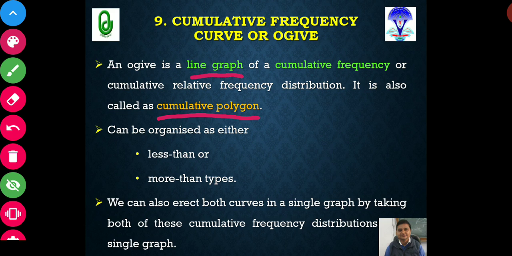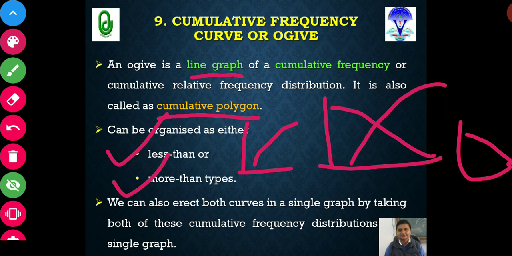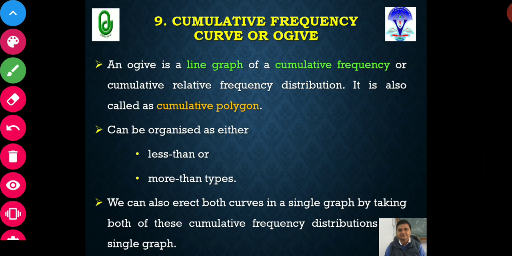It can be organized as either less than or more than ogive. So there are two types of ogive: less than ogive and more than ogive. So what is the difference that we will see? We can also erect both curves in a single graph by taking both of these cumulative frequency distributions. So in the same piece of paper, in the same graph, you can prepare the less than ogive and more than ogive both, or you can prepare it separately also. In either way you can prepare. Okay, so now we will see how it is being prepared.